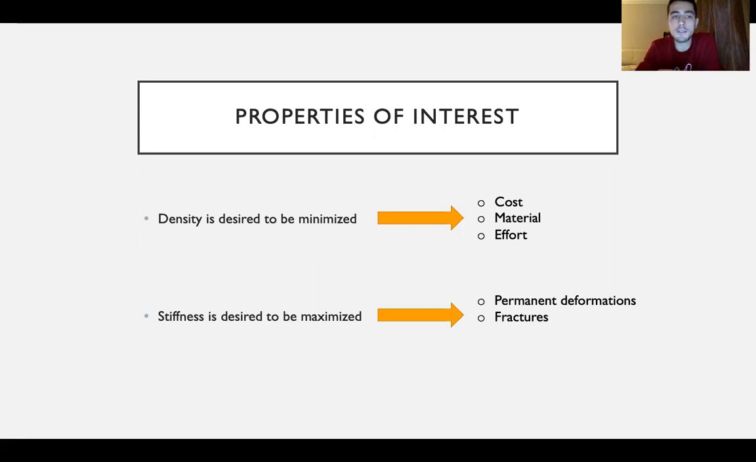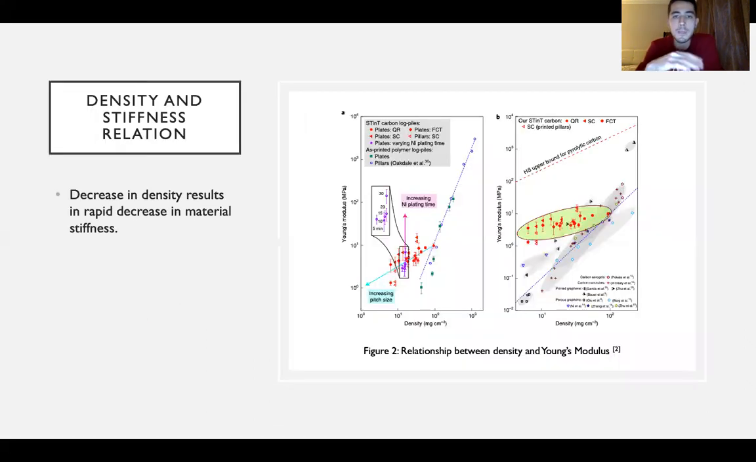In most cases, density is desired to be minimized to save cost, material, and effort. On the other hand, stiffness is usually desired to be maximized to avoid permanent deformations and fractures. As you can see from the figure here, density and Young's modulus have a proportional relationship. As density decreases, Young's modulus also decreases for most materials, which in turn causes material stiffness to decrease. Therefore, it is plausible to say that a decrease in density results in a rapid decrease in material stiffness. But there is a contradiction here, because I would like to decrease the density of the material, but I also would like to increase the stiffness of the material.